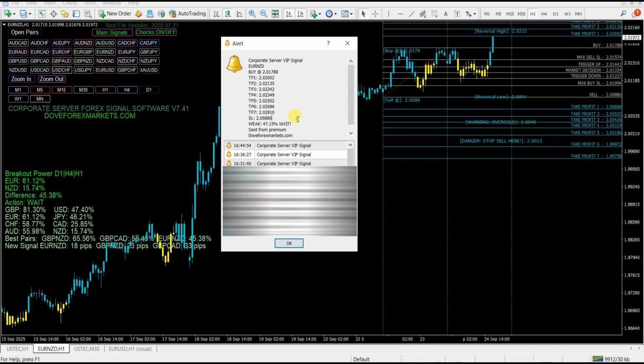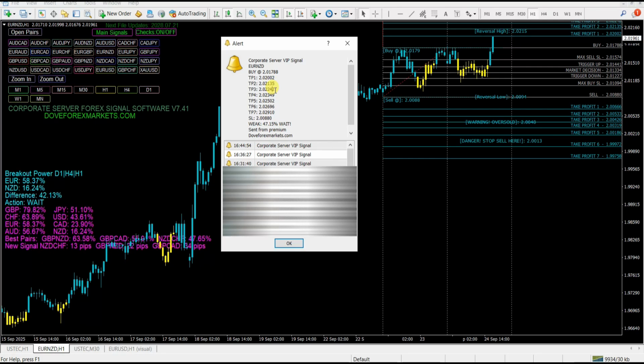The breakout appeared and it gave you a very powerful signal telling you it's not weak, it's strong, and not to wait but to proceed. That is what it had said at that particular point. So right now we're just waiting for it to hit take profit 1, and it won't say anything else. It will just tell you take profit 1 hit at that particular price, and it tells you the number of pips that it has achieved.